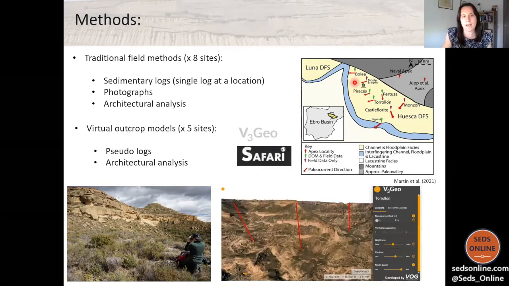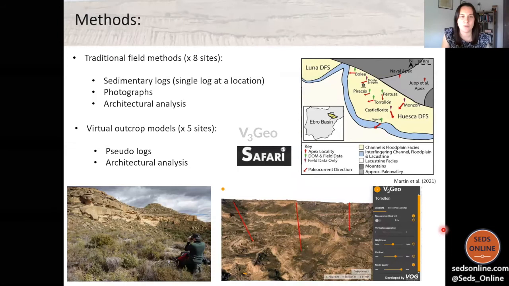But what we also had access to was a fantastic array of virtual outcrop models. And these are really thanks to the SAFARI Consortium as well as V3Geo. And some of these outcrops are on V3Geo for you to all have a look at in your own time. They're fantastic outcrops, so I do encourage you to do so.